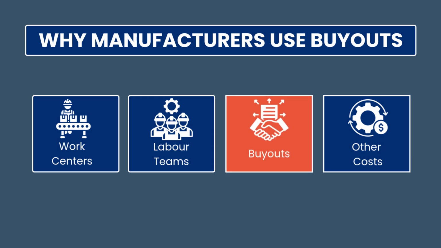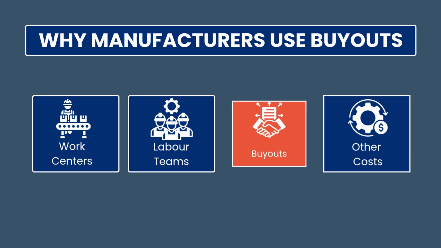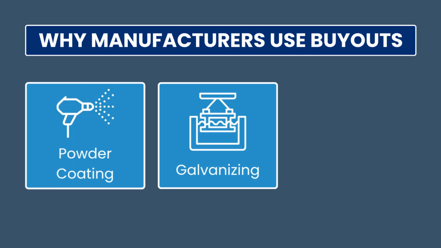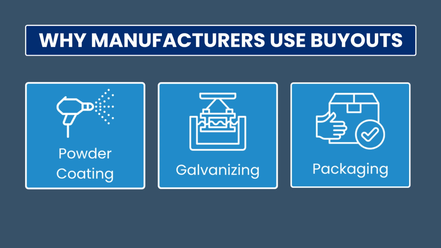Many manufacturers outsource part of their production process to specialist suppliers. Services such as powder coating, galvanizing, or packaging still form part of the finished product cost. Recording these services as buyouts ensures outsourced manufacturing costs are included in every works order, giving you more accurate manufacturing costs and reporting.